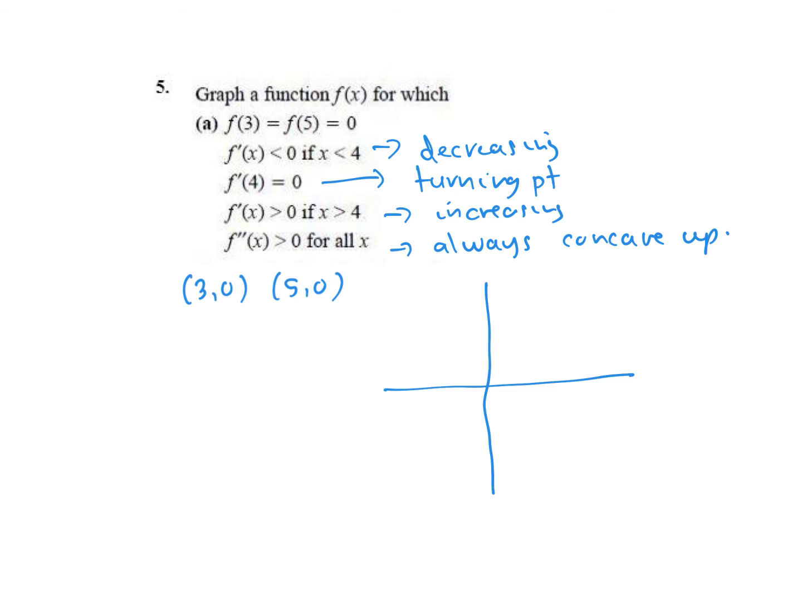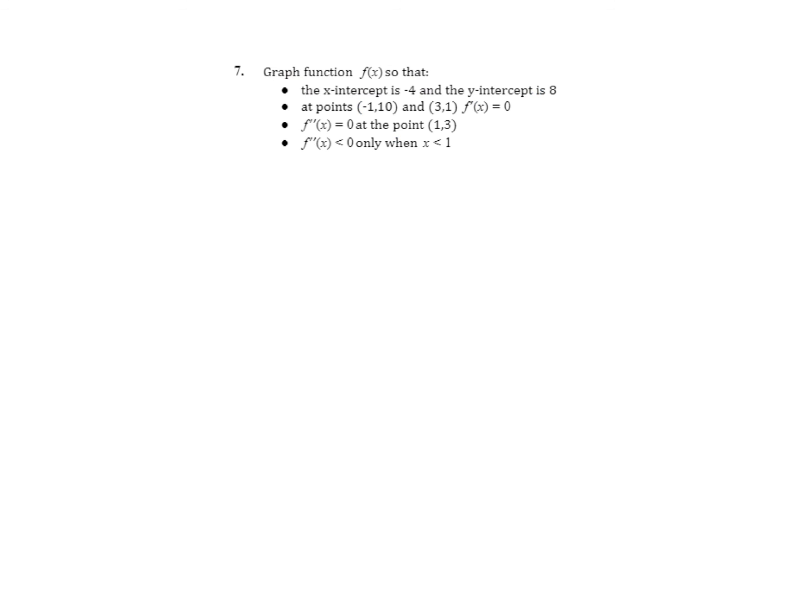So I'm going to have a point at (3, 0) and a point at (5, 0). I'll put those in red. I have a turning point at 4. So somewhere here there's going to be a turning point. I'll just put it here. It's always concave up. So concave up to there, it turns, and then it continues to be concave up. So it would look something like that. It doesn't really matter where that turning point is as long as it's below those x-intercepts.